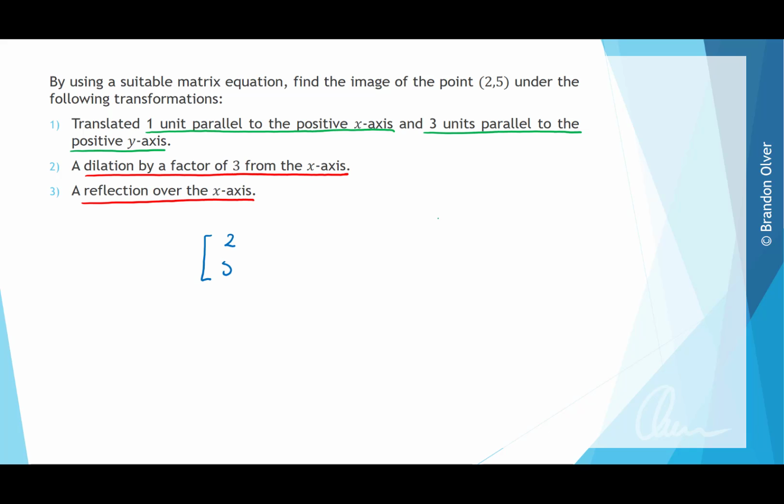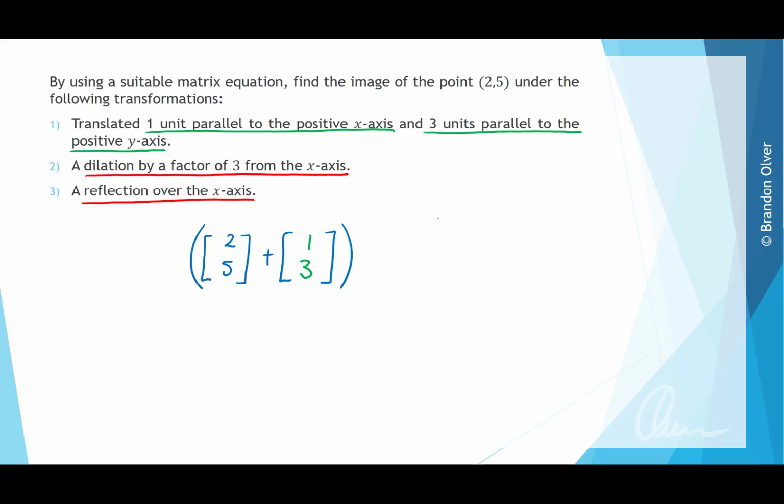as a column matrix. We then need to take into consideration the order in which things occur. So the first thing that occurs is the translation. So we put a bracket around our translation matrix, which will go in this position here. And we want to translate 1 unit parallel in the positive x direction, so that's a 1 in this position, and 3 units parallel to the positive y-axis, and that's going to be plus 3 here.